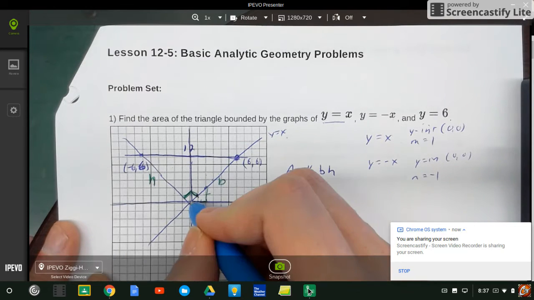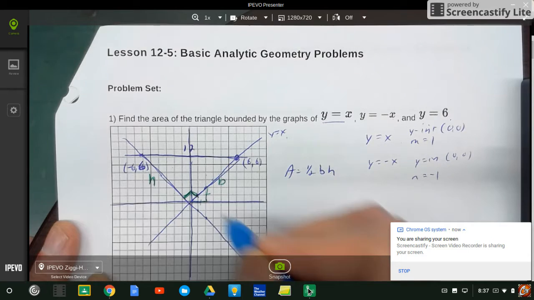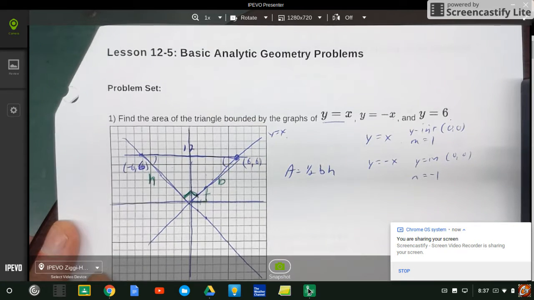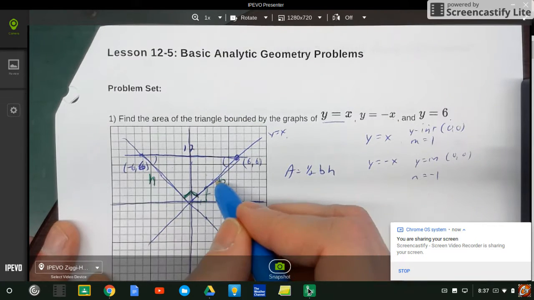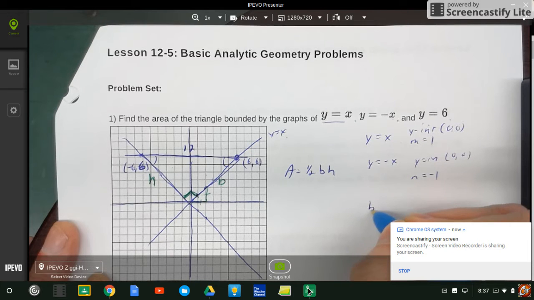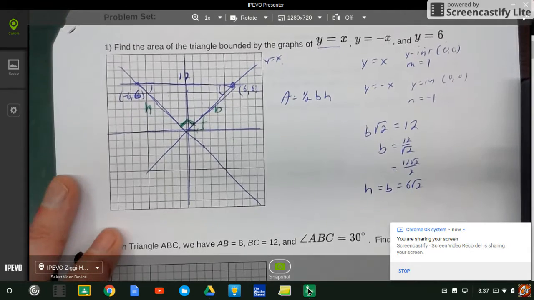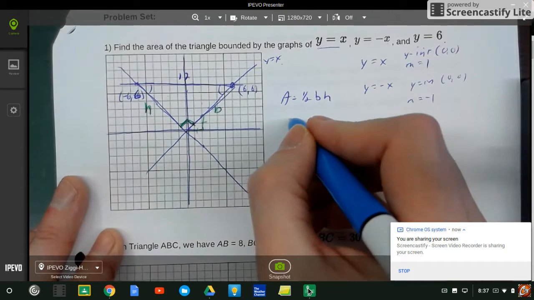This triangle, these two are the exact same. I've created yet another 45-45-90 triangle. These are 45-degree angles. That means that I can find these using my special right triangles. I'll say the base times radical 2 has to equal the hypotenuse. So the base equals 12 over radical 2. Remember, we want to rationalize that. So when I rationalize that, I'm going to get 12 radical 2 over 2, so 6 radical 2 is my base and my height.